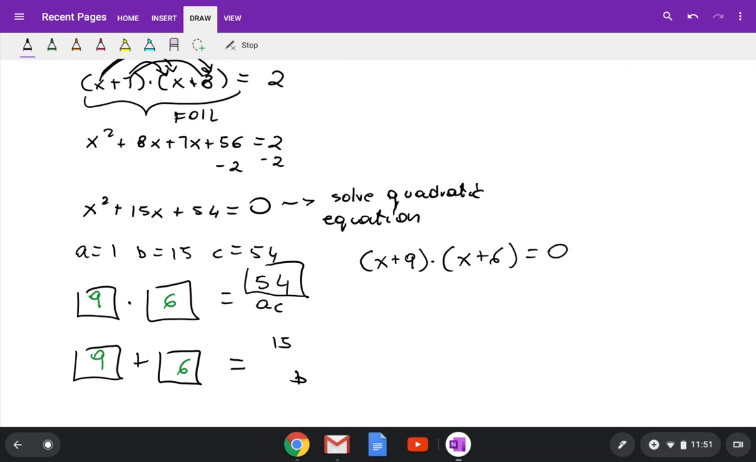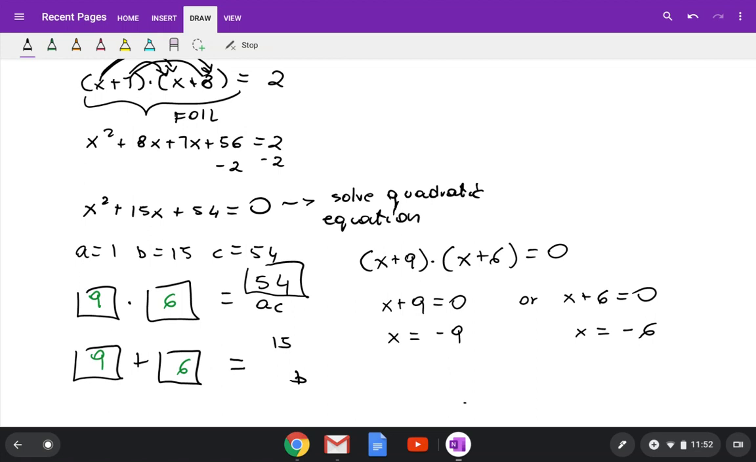And now we're using the zero product property, which means when the product is equal 0, that means one of the factors or both of them are 0, which is x plus 9 is equal to 0, or x plus 6 is equal to 0. We're solving for x. We got x equal negative 9, x equal negative 6. Okay, so two solutions, which one is correct?